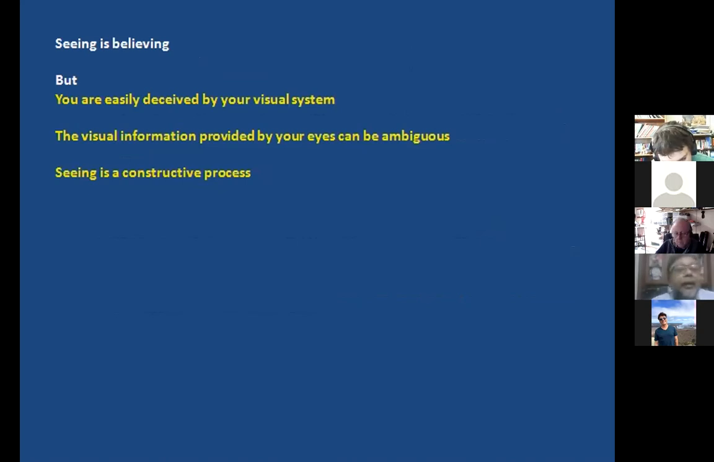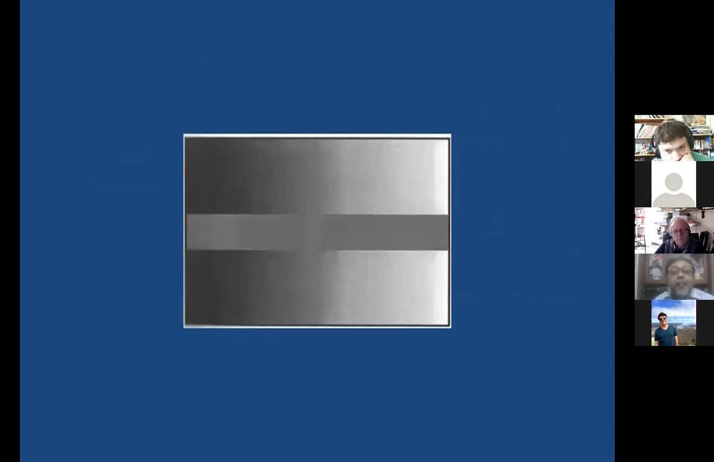Seeing is believing, but you are easily deceived by your visual system. The visual information provided by your eyes can be ambiguous. Seeing is a constructive process. Now, what do you see here, on the left-hand side and the right-hand side? What about the darkness and the brightness? The strip inside, at the middle position, is uniformly illuminated, but because of the background, it appears different. The left-hand side looks a little bit bright and the right-hand side a little bit dark.